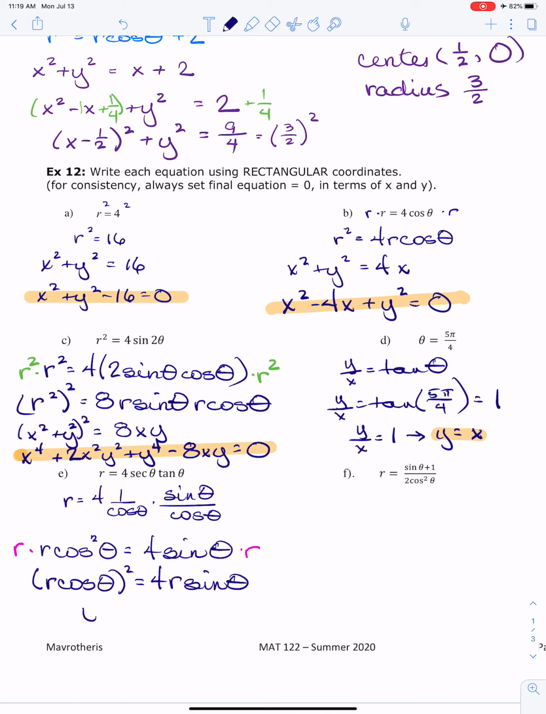r cosine theta is x. I got x squared. 4 times r sine theta is y. Again, x squared minus 4y equals 0. Again, the point of this is just to give you some of the strategies that you will see as you go through these. So F looks almost the same.